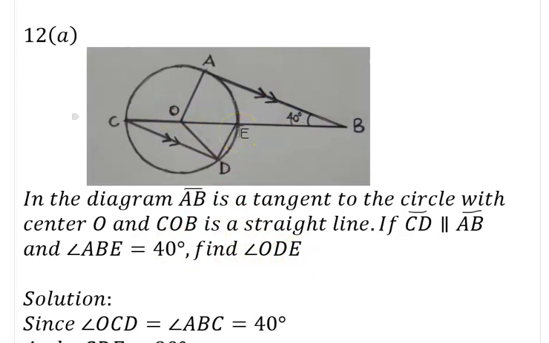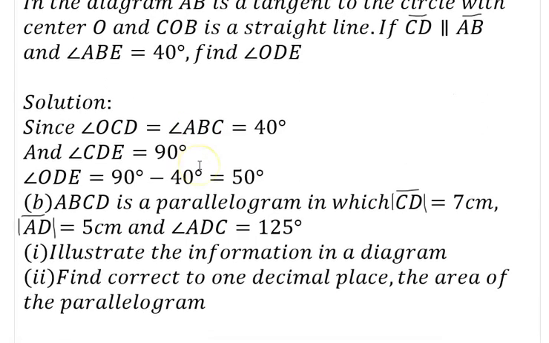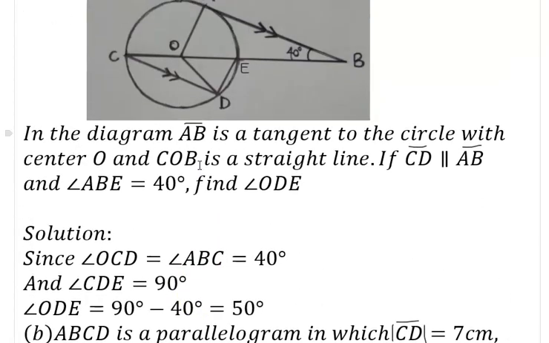Beautiful. So since our OCD is equal to ABC, that means here is 40. Definitely here will also be 40. Our OCD will also be 40. And angle CDE, look at it.